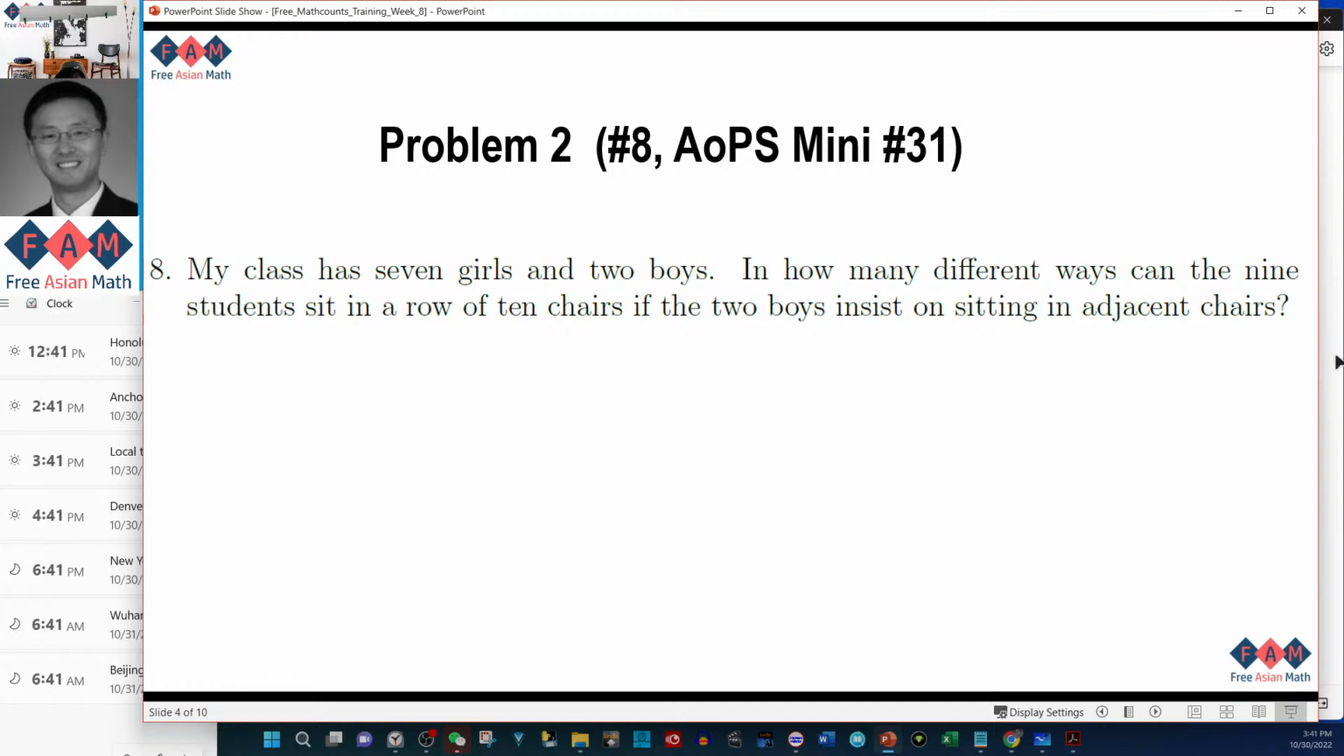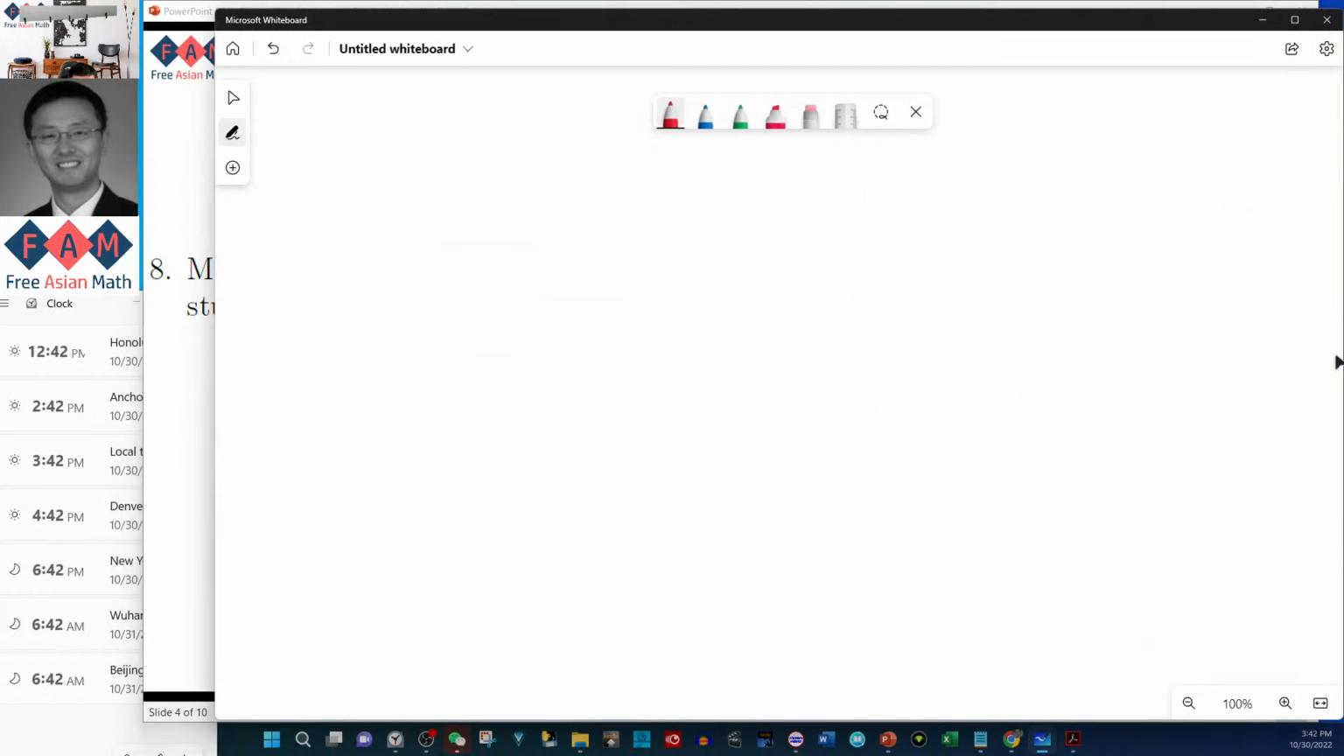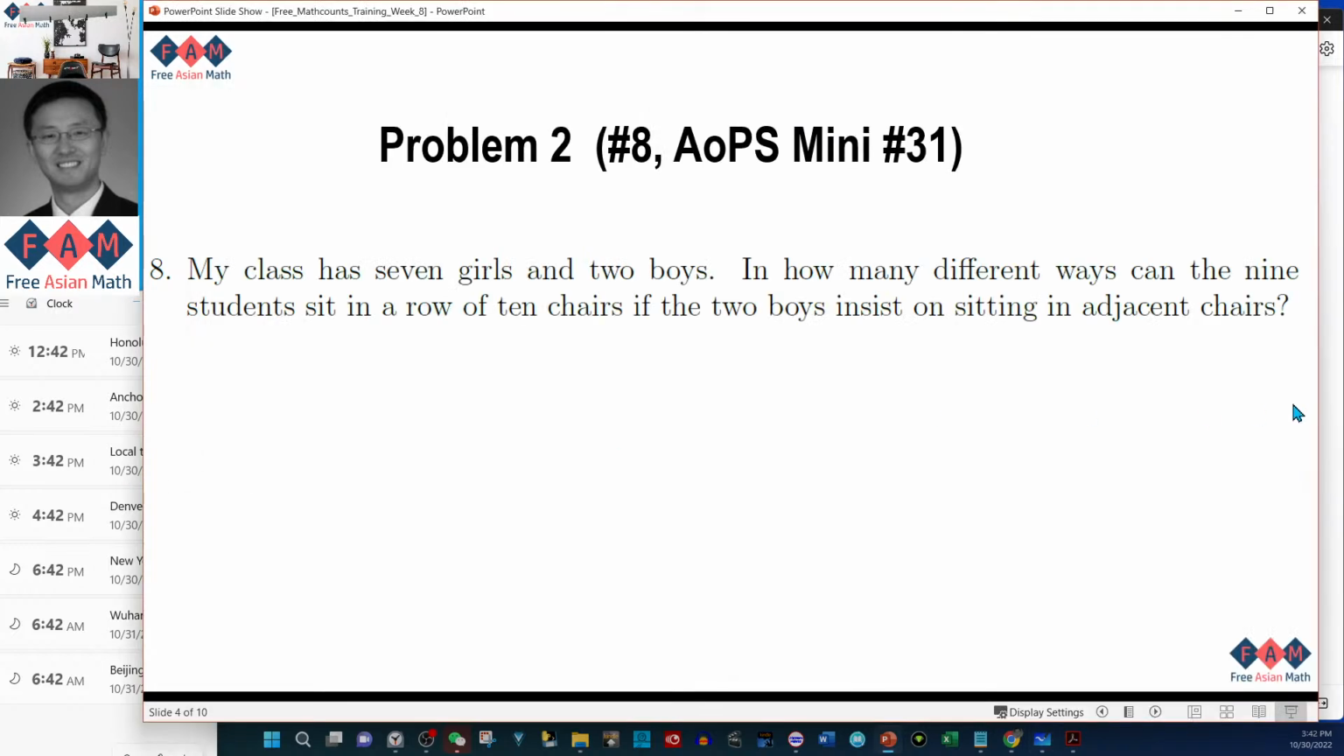So now, how can we build cases? Well, there are many ways to think about this problem because it's kind of just information rich. First, you have 2 groups of students. One group has 7 different girls, but 7 girls. The other group only has 2 boys. And together, you only have 9 students, but you have 10 chairs. And that means that you have 1 chair that must be empty. And then you have this constraint that 2 boys have to be just together.